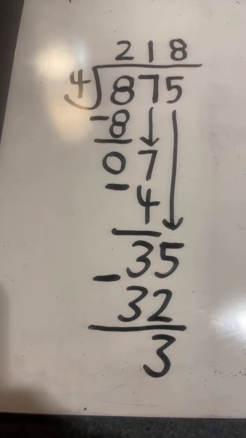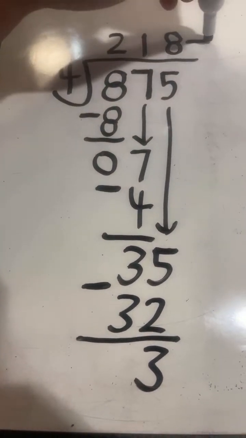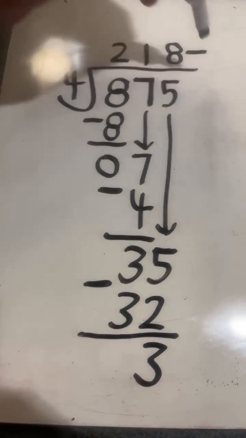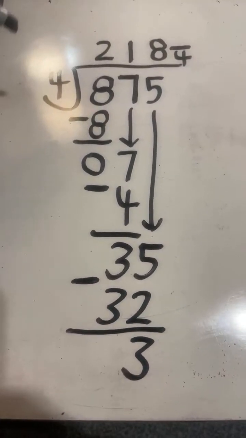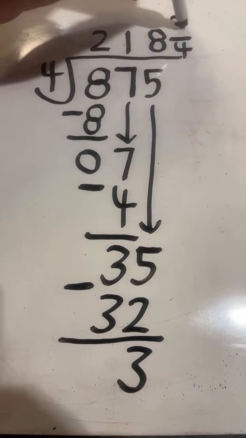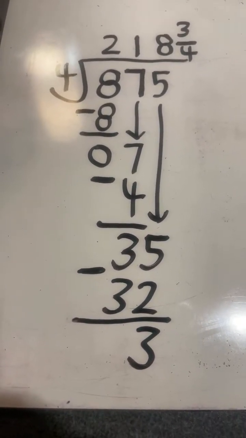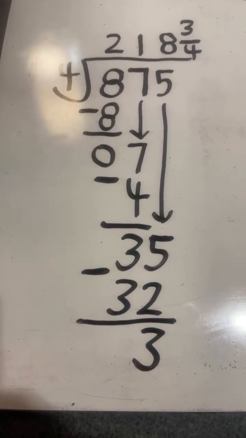Here's how you determine what the mixed number is. The number that we are dividing by is our denominator, and our remainder is our numerator. We are dividing by 4, so 4 will be our denominator. We have a remainder of 3, so 3 is our numerator. And we have our final answer. 875 divided by 4 equals 218 and 3/4.